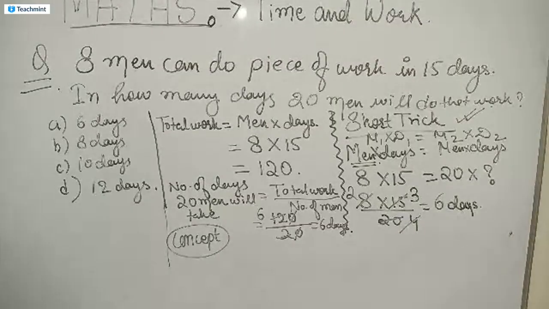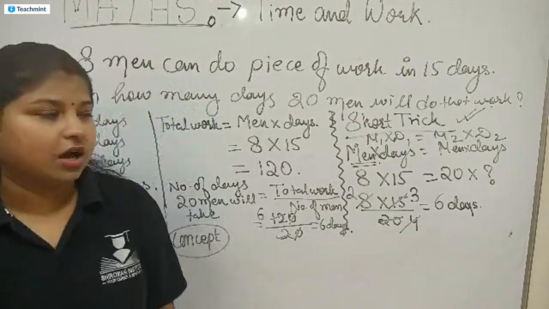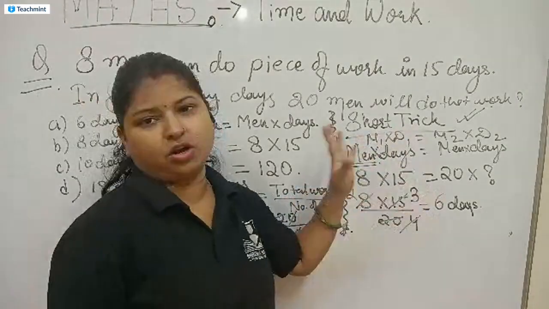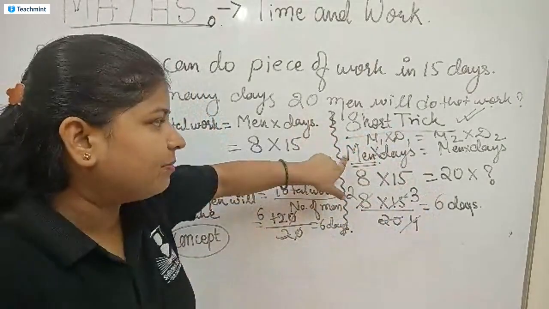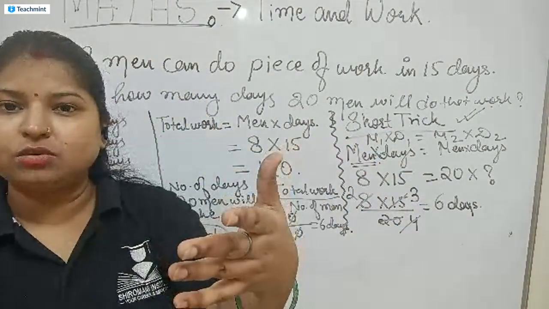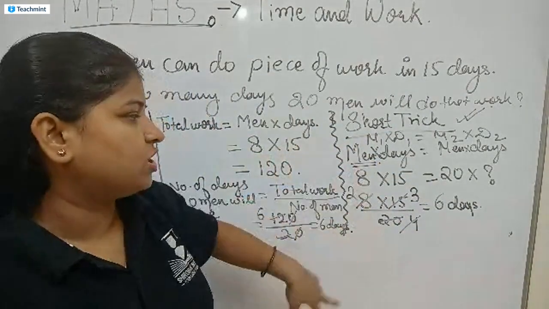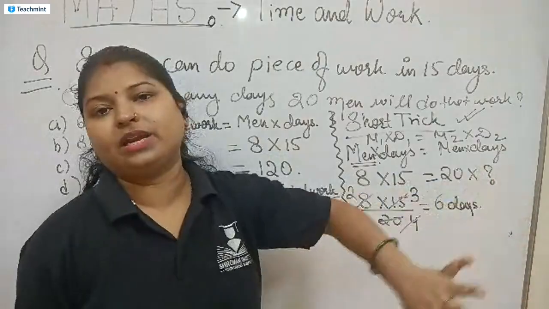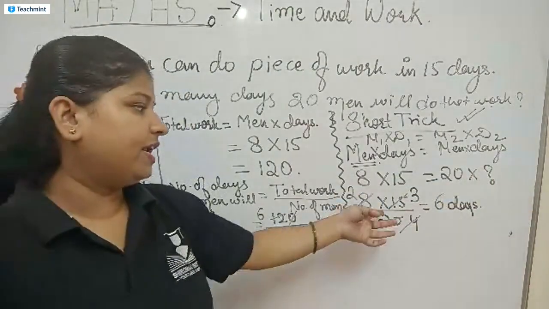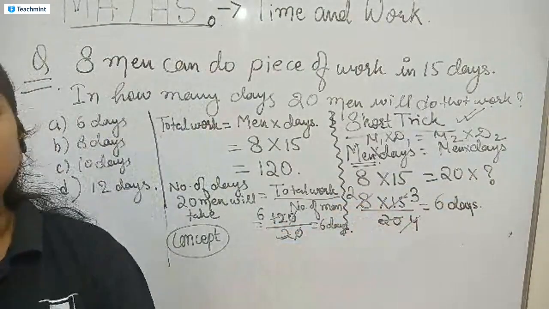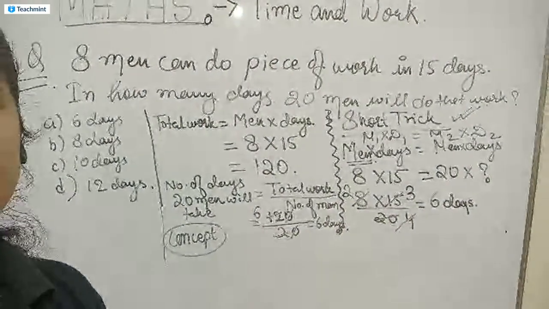Ma'am, while giving the answers in the exam, do we have to do the working also? No, beta, no working. It is MCQ, na? So you just have to go for the short trick. Even I'm writing men into days just to explain to you, but you need not write this also. Just go for 8 into 15 is equal to 20 into days. Calculate 8 into 15 upon 20. No working required, dear.